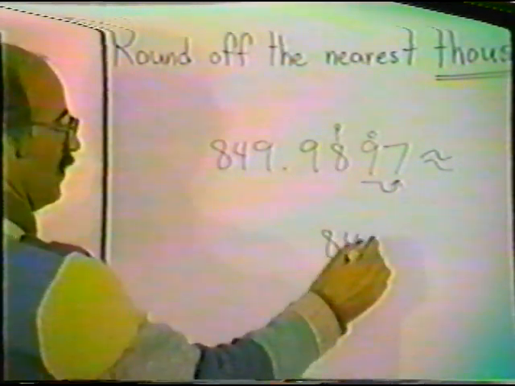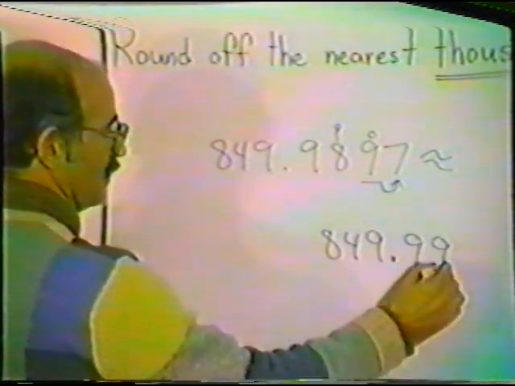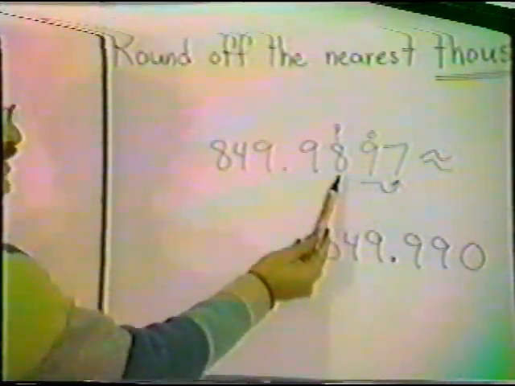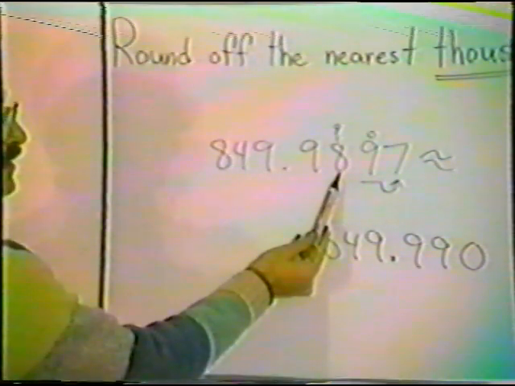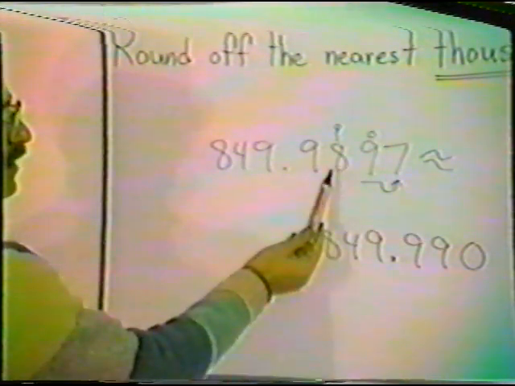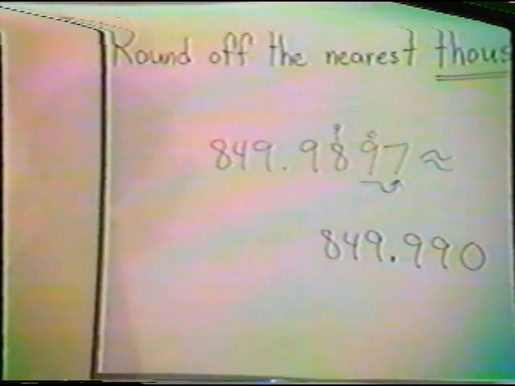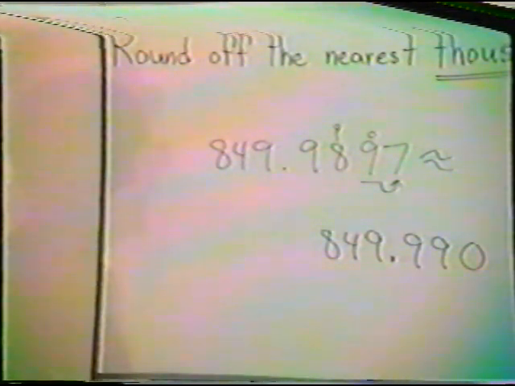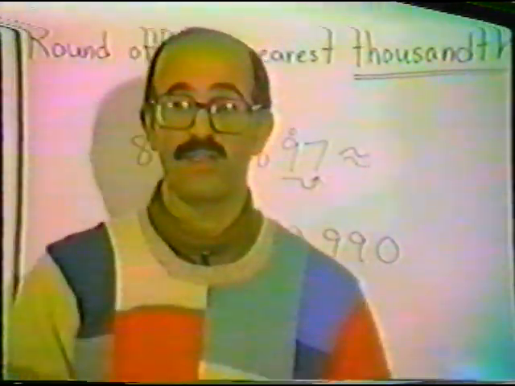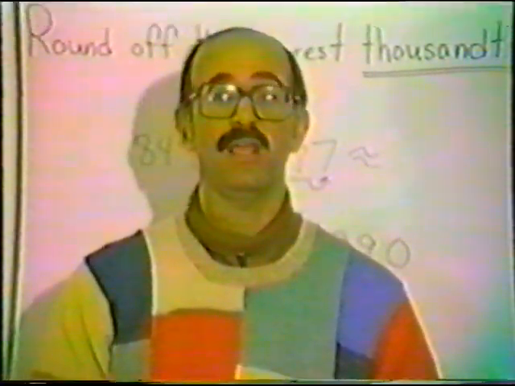Read me the answer across the top. 8, 4, 9.990. Yes, we have a lot of 9s there, but this was just an 8, so that's where things stopped becoming 10s with numbers to carry. We just had to do it one time. Read this number. 849. That's all you need to know how to round off a number.